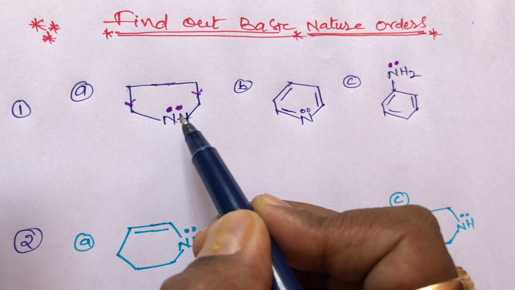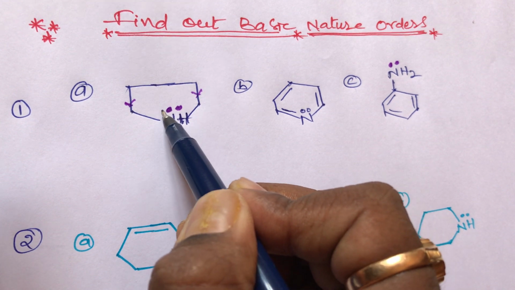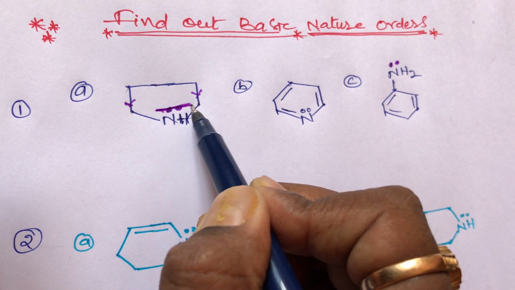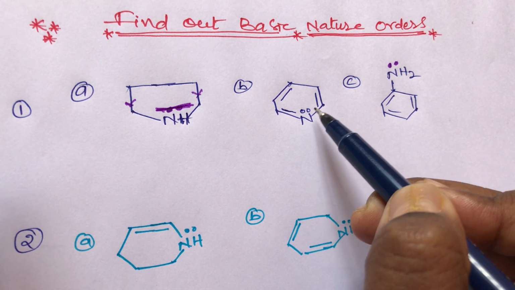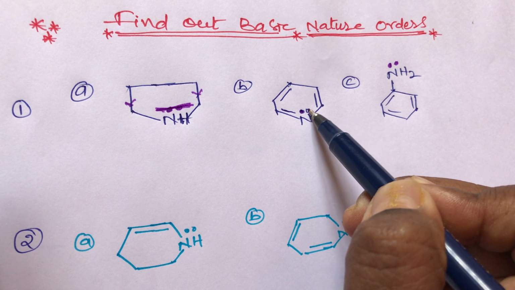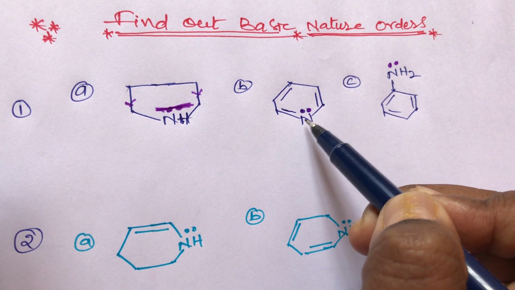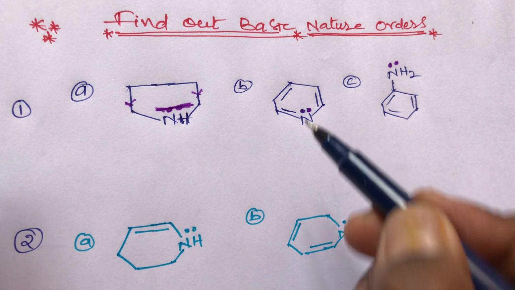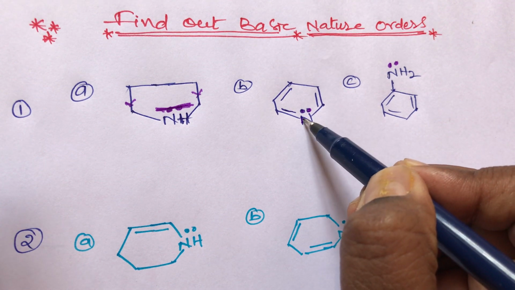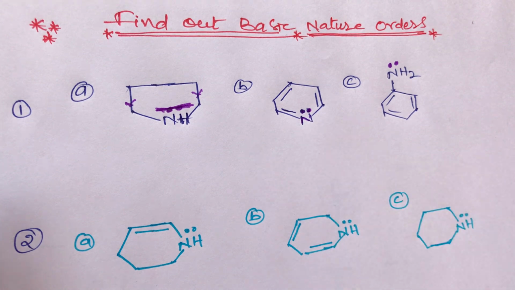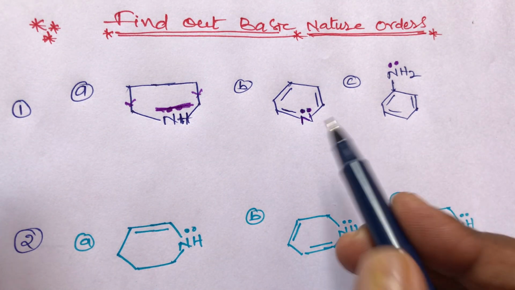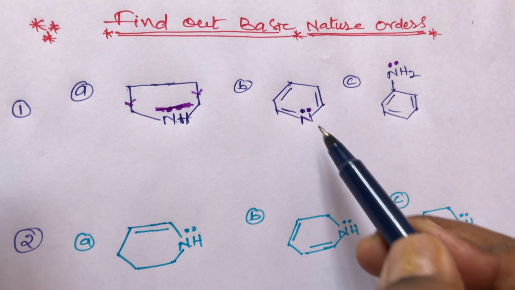So here electron density increases on nitrogen. What about the second compound? This nitrogen also has one lone pair. This lone pair does not participate in the resonance. This nitrogen is beside a double bond, so that's why this lone pair does not participate in the resonance. So this also does not involve in the resonance, it stays as it is.